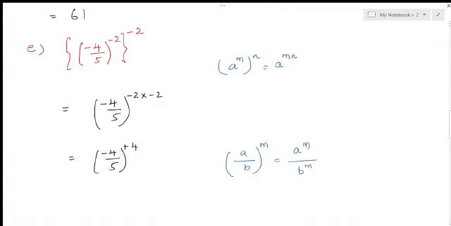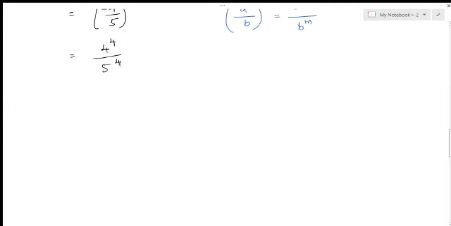This is equal to, we know that minus 1 whole power even number will become positive. So 4 power 4 divided by 5 power 4. 4 power 4 means 4 has to be written 4 times. So 4 power 4 divided by 5 power 4 equals 4 into 4 into 4 into 4 divided by 5 power 4, which is 5 into 5 into 5 into 5.